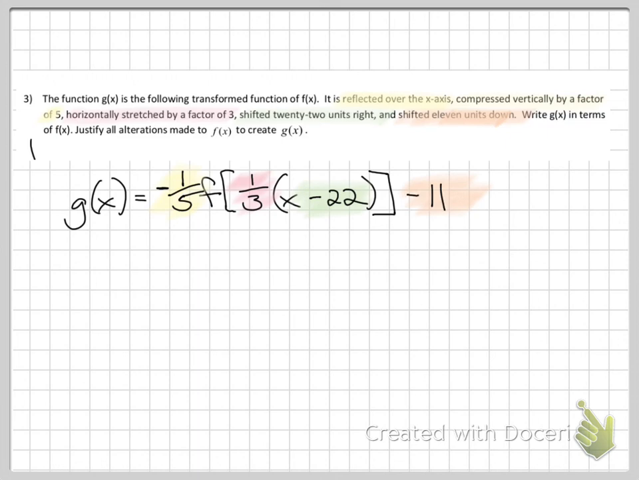I personally don't like the way this is worded. Chances are that would say 1/5 on the test. It's compressed by 1/5. As long as you put a number less than 1, right? In order to compress, it needs to be a fraction.